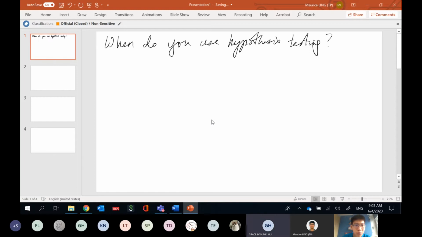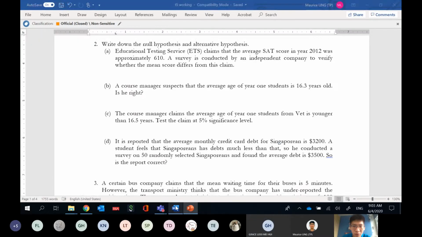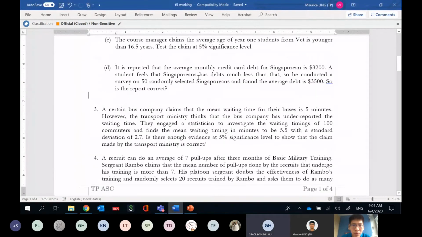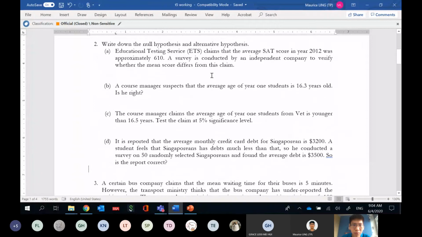What did he mean by claim? When you want to verify a claim, this is what you have for this tutorial. This tutorial is always verifying a claim. So for example, you're verifying the claim that is it something more than something or something less than something. So you see, these are, okay, education service claims that the average SAT score is 610. You want to verify: is the claim correct or not? So this is called verifying a claim.